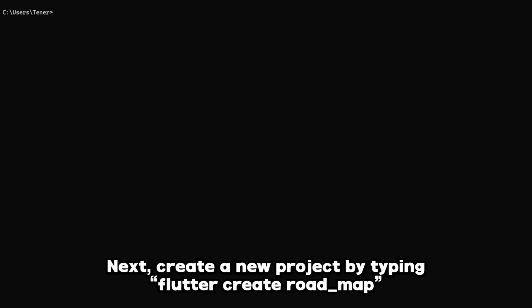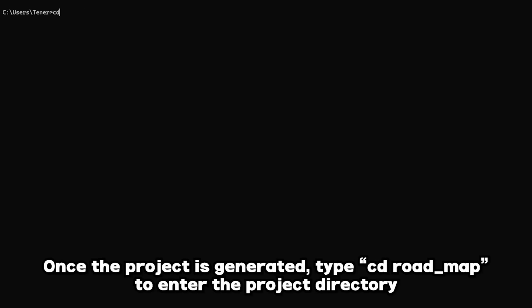Next, create a new project by typing flutter create road_map. Once the project is generated, type cd road_map to enter the project directory. After that, type code . to open the project folder in Visual Studio Code.